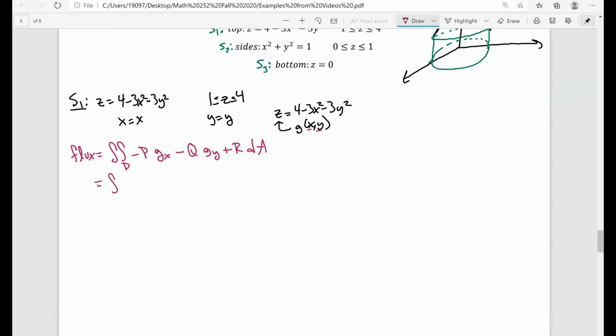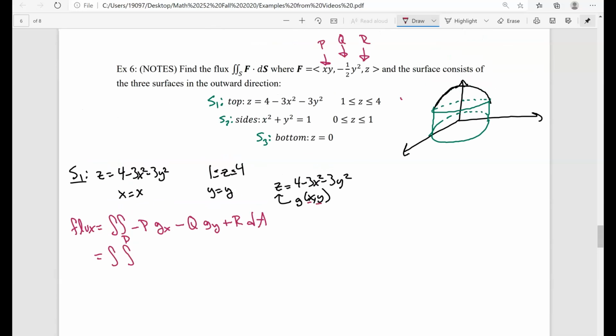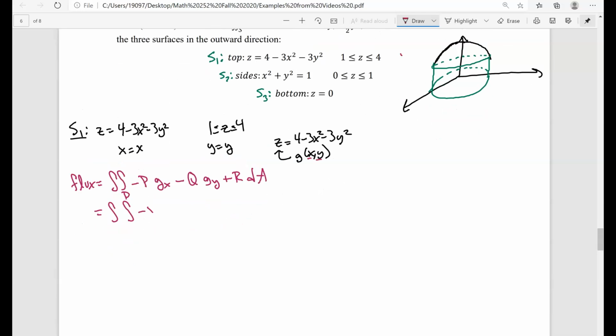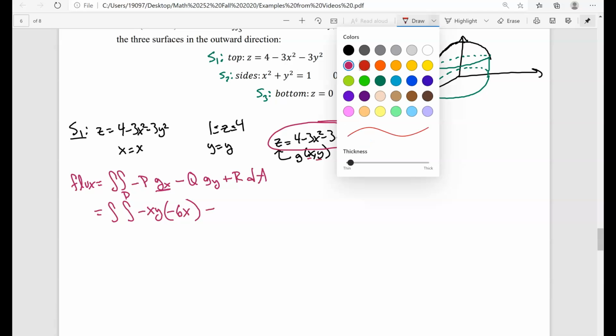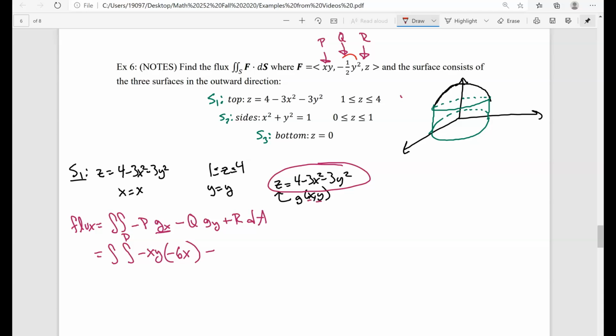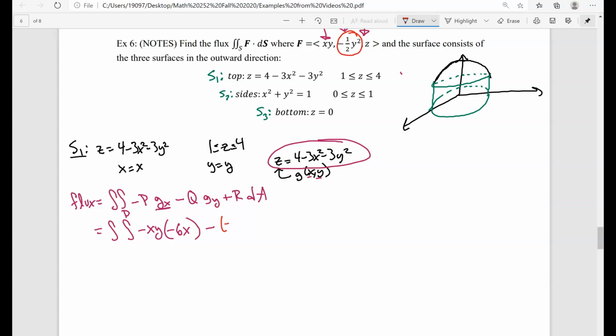So I'm going to have my double integral. Negative p, okay, so negative p that has xy, okay, that's good. So negative xy, so we're all in the clear. And then the partial derivative with respect to x, that corresponds to this guy. Partial derivative with respect to x is just going to be negative 6x. Minus, now we have this q. My q component is going to be this negative 1/2 y squared. No z's there, so it's all good. Negative 1/2 y squared. Partial derivative with respect to y will be negative 6y.